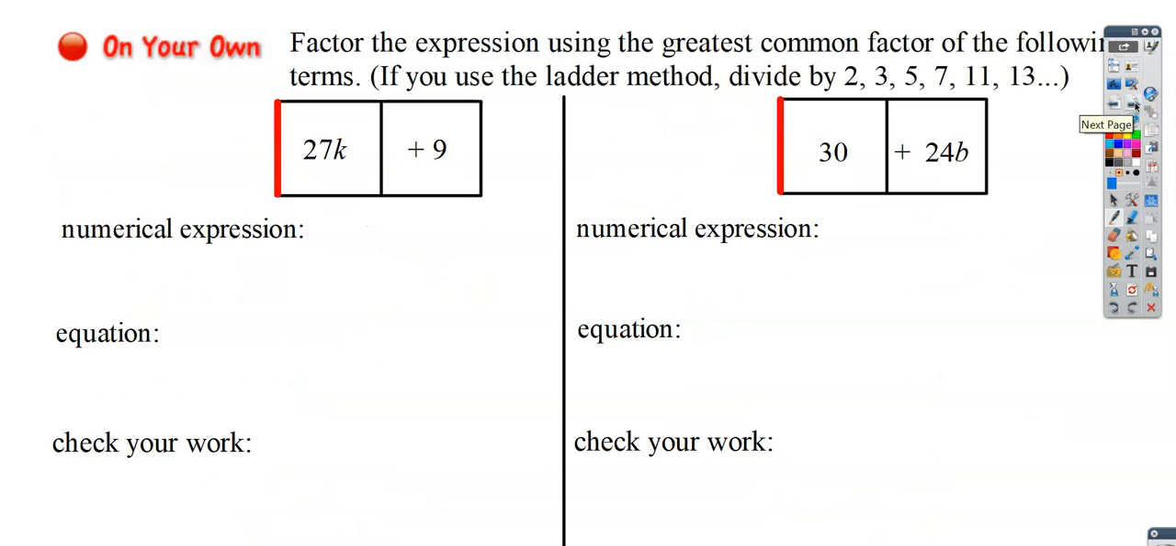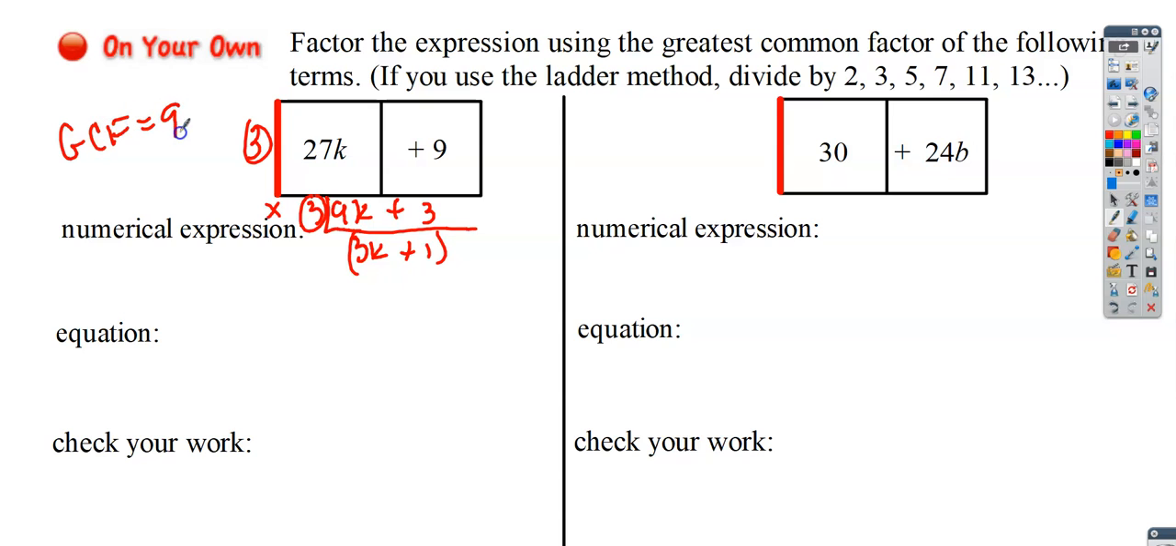All right, cool. Now this is the OYO. You get to try these on your own. Go ahead and pause it, write them down, and I'll show you the answers. Divide by 3. I get 9k plus 3. Divide by 3 again. I get 3k plus 1. Put this in parentheses. Circle the common factors. Multiply them. The greatest common factor equals 9.